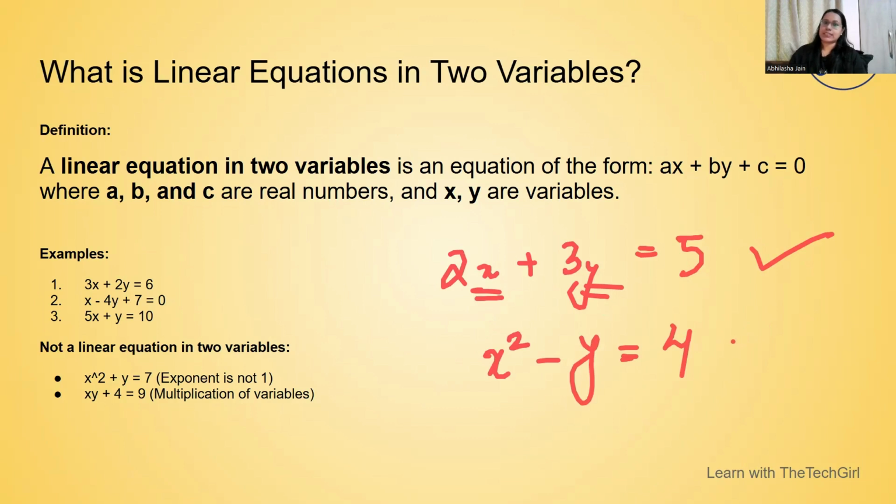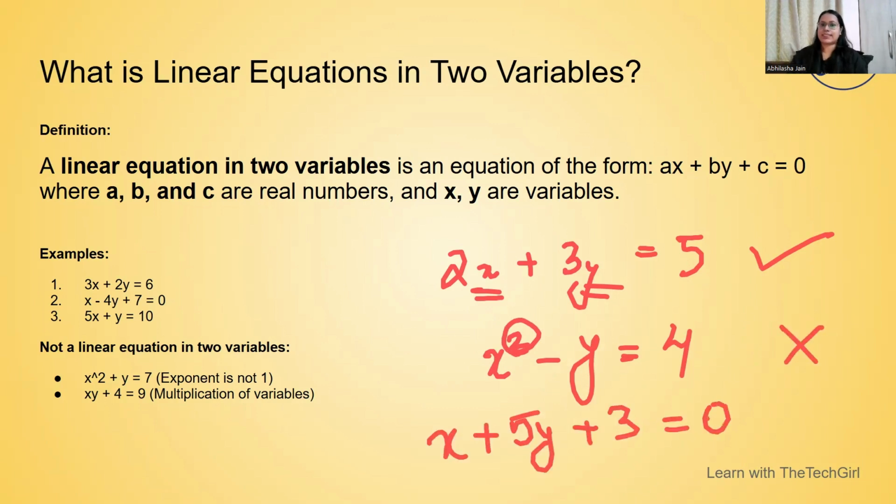The next example is x squared minus y is equal to 4. Is this a linear equation? It is not. Why is it not? Because the highest power is 2. So this is not a linear equation. The next example is x plus 5y plus 3 is equal to 0. Is this a linear equation? Yes, it is. Is this a linear equation in two variables? Yes, it is, because it has two variables in it and the highest degree of this equation is 1. So this is a linear equation in two variables.